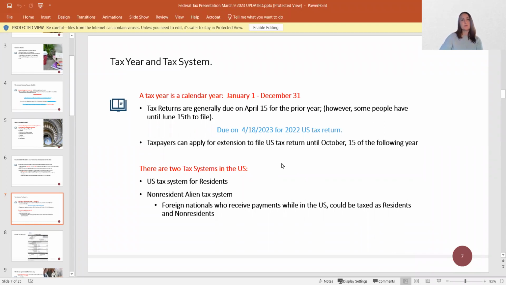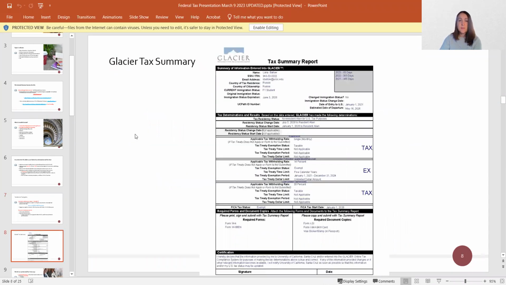So now we're getting closer to the most interesting part. There are two tax systems in the US: the tax system for residents and the non-resident alien tax system. To make it more complicated, the non-resident alien tax system is divided into non-residents who are taxed as residents and those taxed as non-residents. So before I jump into this complicated stuff, I want to bring your attention to the Glacier tax summary that maybe most of you are familiar with.